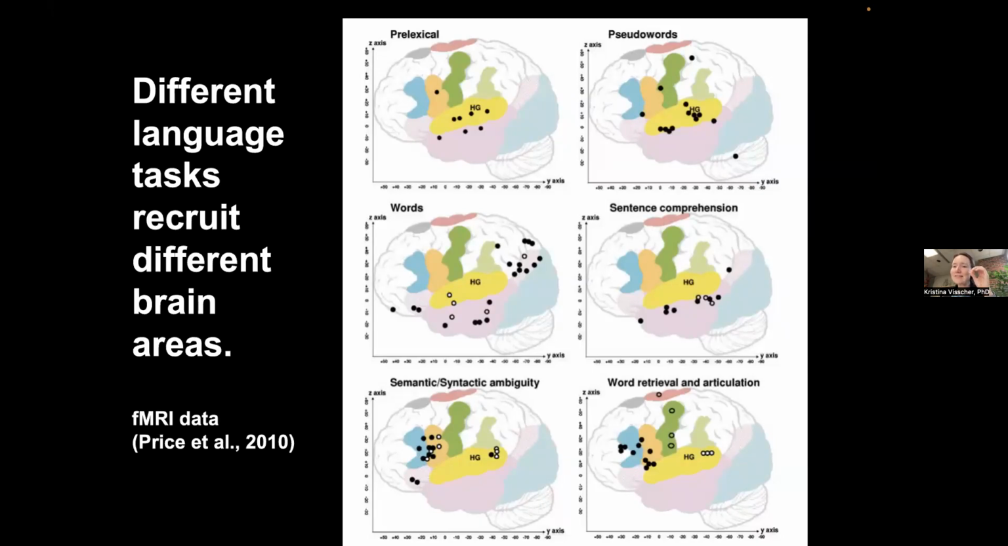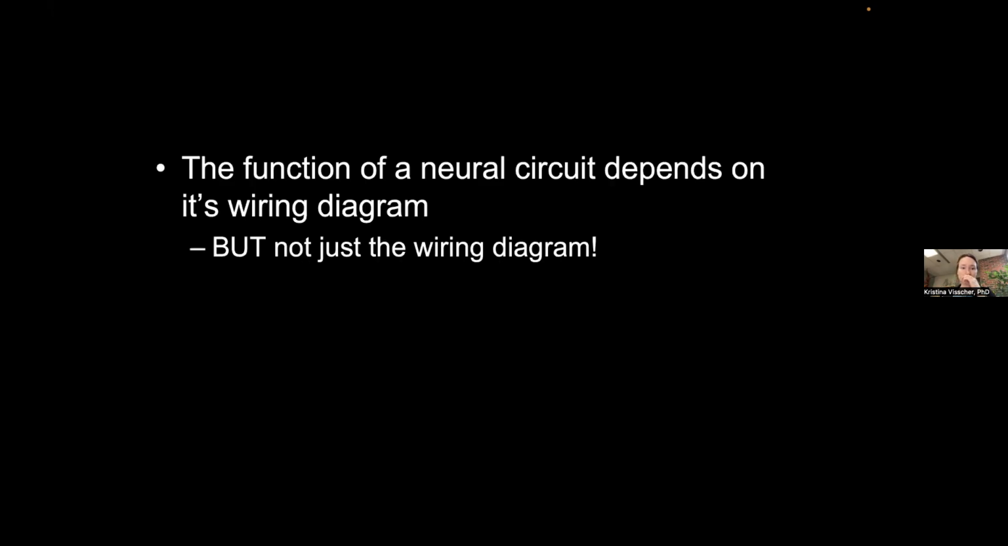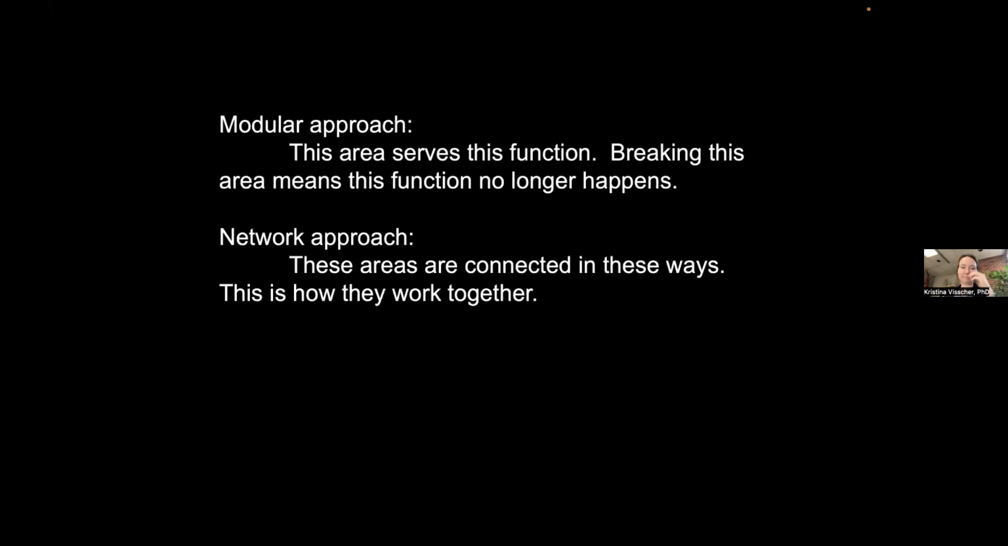But of course, none of these single brain areas would be able to do anything alone in a dish, right? It needs connections to the rest of the brain, the rest of the body, in order to do what it does. The function of any neural circuit depends on its wiring, depends on what else it's connected to. So it's essential to understand what's connected to what in order to understand the system.